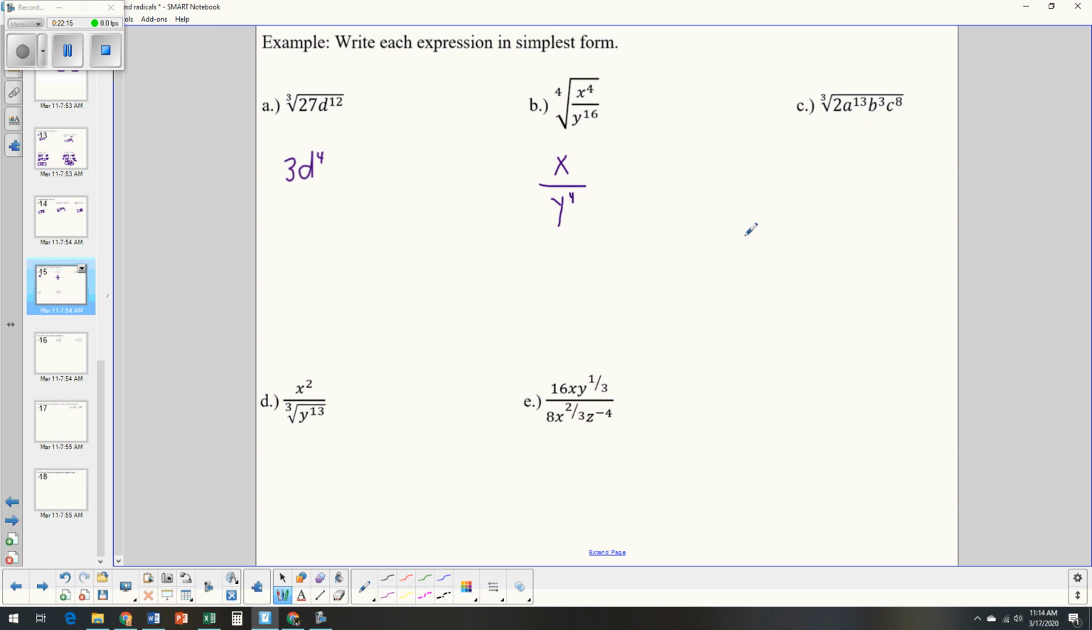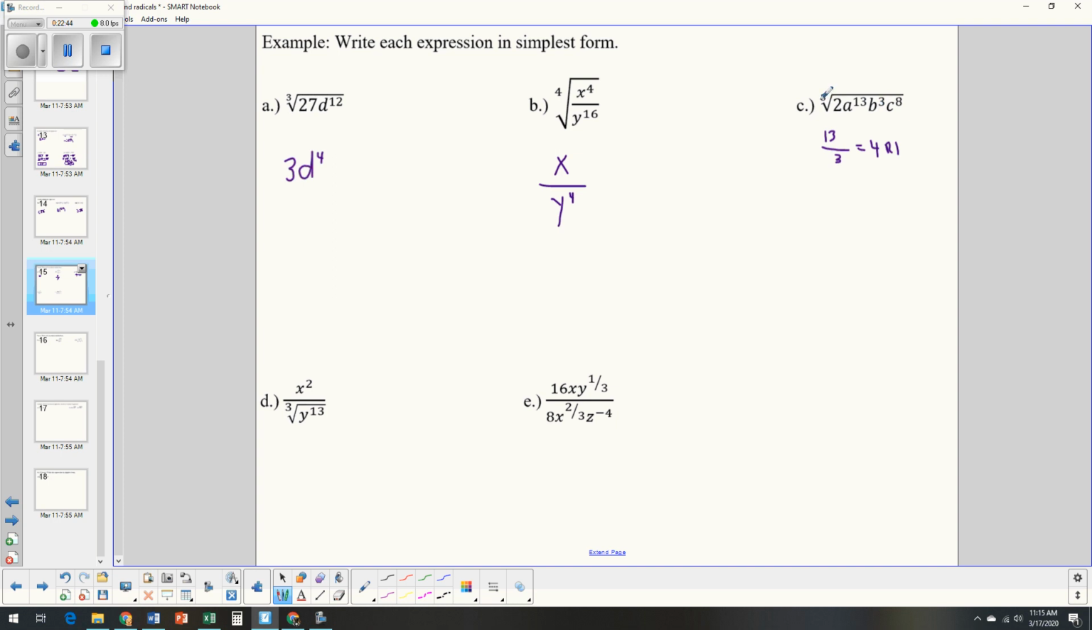Now when we get to this one, it doesn't work quite as well. So there is no cube root of 2, so that's going to stay inside. When I try to do 13 divided by 3, it does not go in evenly. So 13 over 3 is really 4 with a remainder of 1, which means I'm going to take an a to the 4th out, but there's still going to be an a to the 1st left inside.